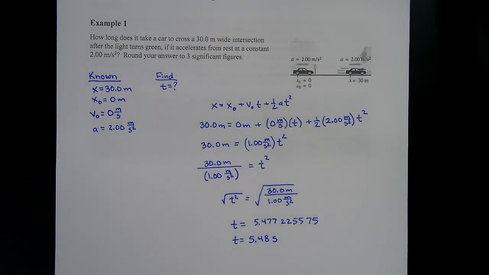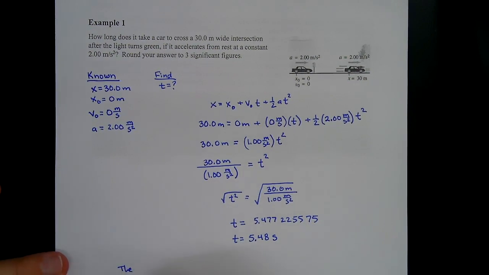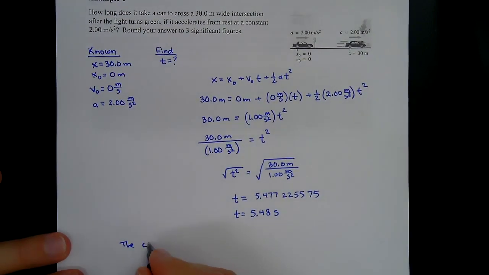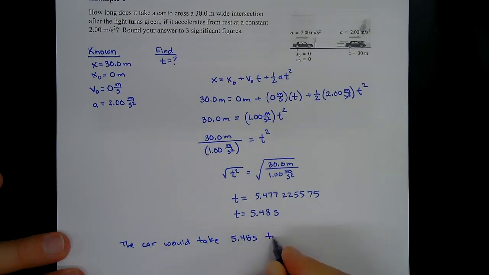And so how long would it take to cross the intersection that's 30.0 meters wide? The car would take 5.48 seconds to cross the intersection.